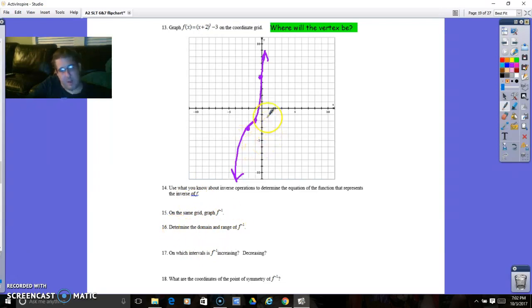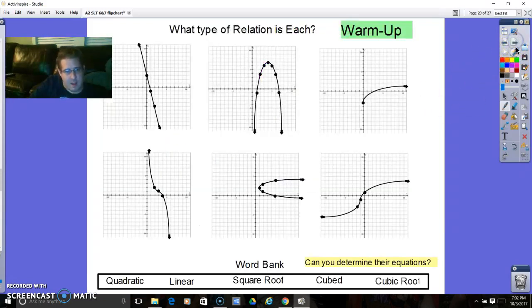So determine a domain. Domain is all real numbers, going infinitely in both directions. When is it increasing? The inverse is increasing. Well, this is increasing the entire time. The inverse is also going to increase the entire time. I know that was a poorly made inverse, but it's just going to have to work.